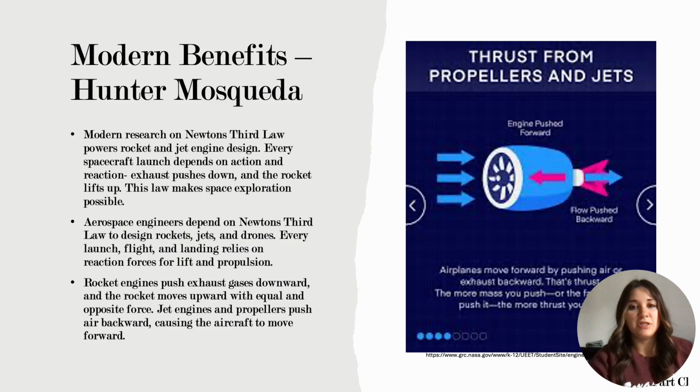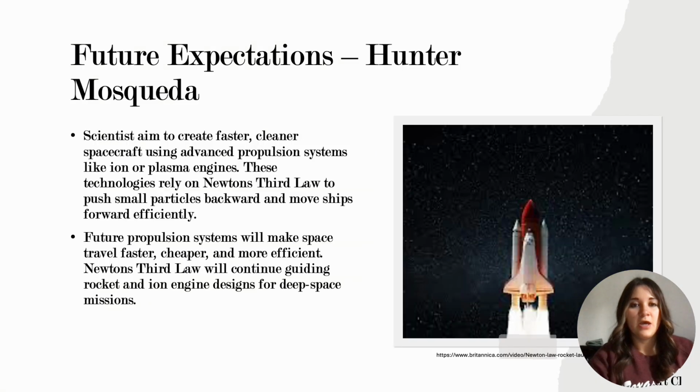So even though Newton discovered it hundreds of years ago, his third law continues to shape our world, from airplanes to space travel. Looking into the future, scientists are developing even more advanced propulsion systems using Newton's third law, like ion and plasma engines. These systems push tiny particles backward to move spacecraft forward efficiently, allowing us to travel faster and farther into space. The hope is that one day space missions will be faster, cleaner, and more affordable thanks to new technology built around the same principle Newton discovered so long ago.